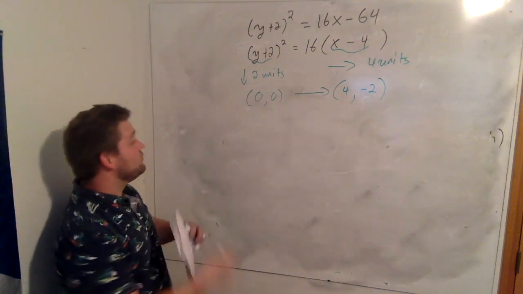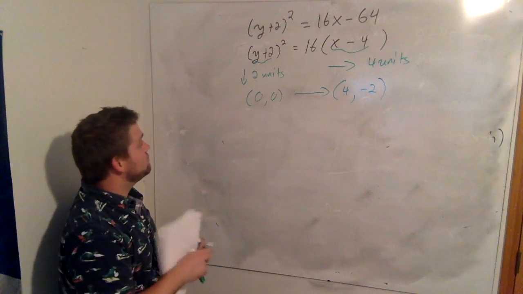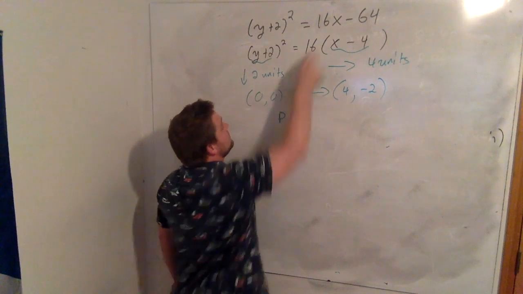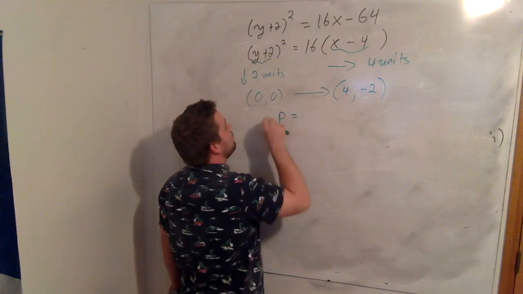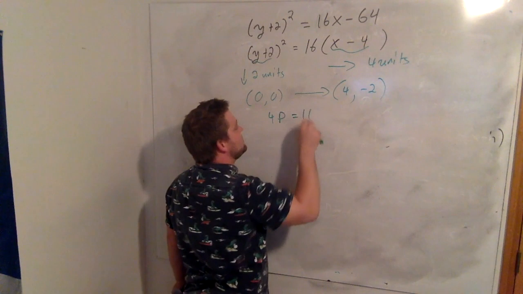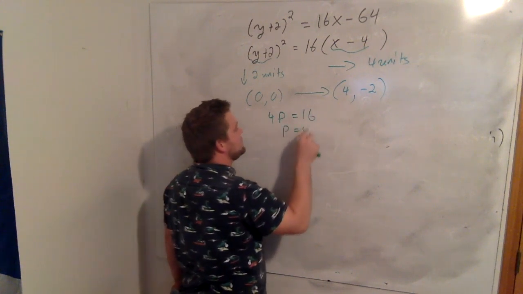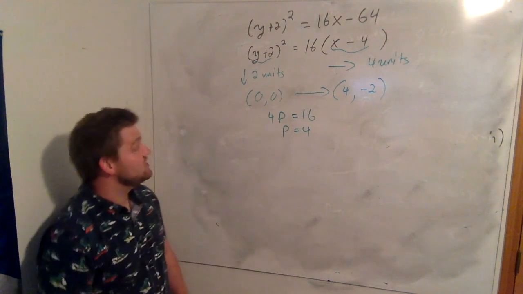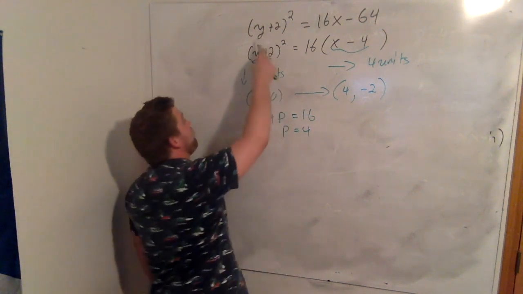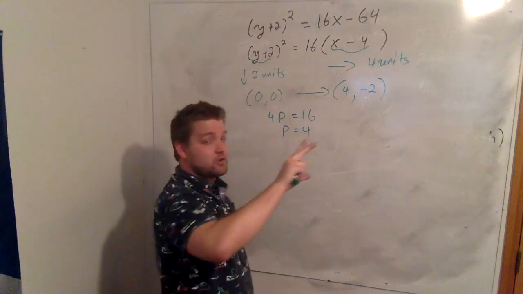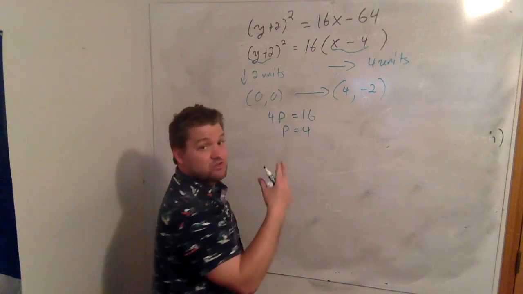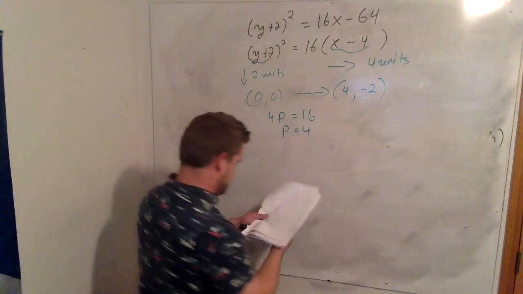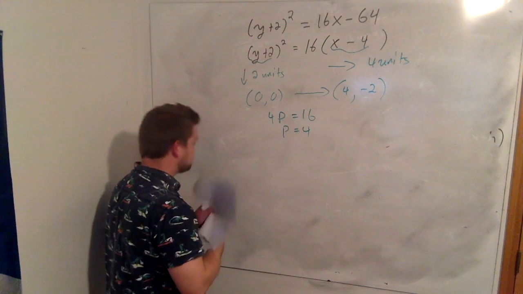Let's also figure out what our p-value is. In this case, 4p will be the same thing as 16, so p is going to be equal to 4. Now let's also think about the orientation here. The y is being squared, so it's going to be either a parabola opening up to the right or to the left. Our p-value is positive, so it's going to be opening up to the right. Okay, so let's sketch it.